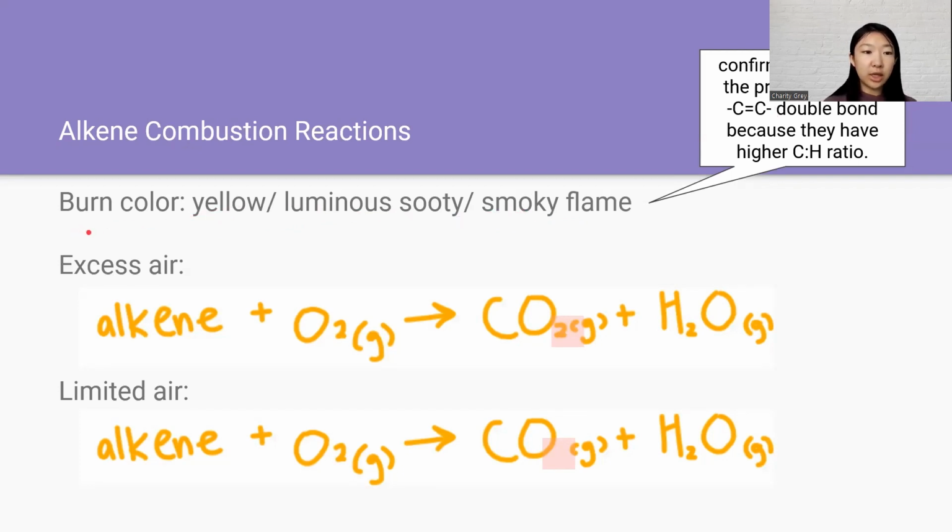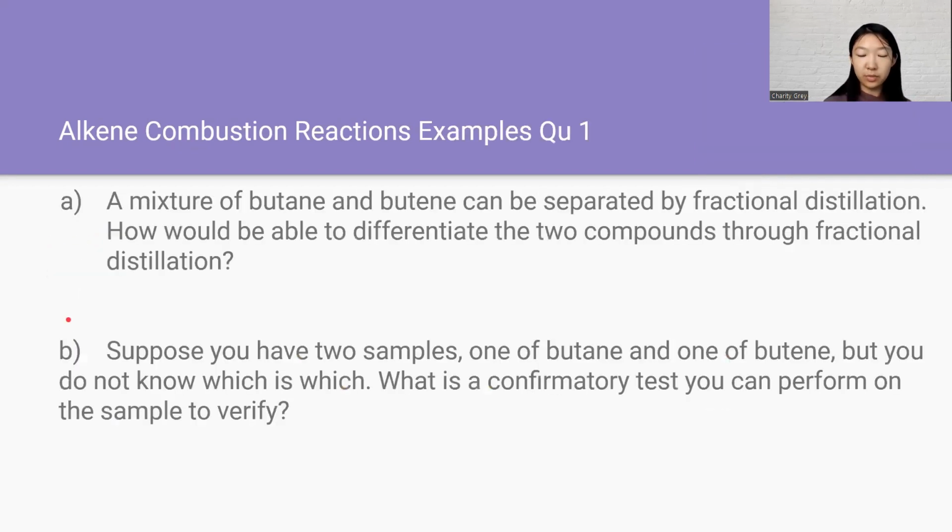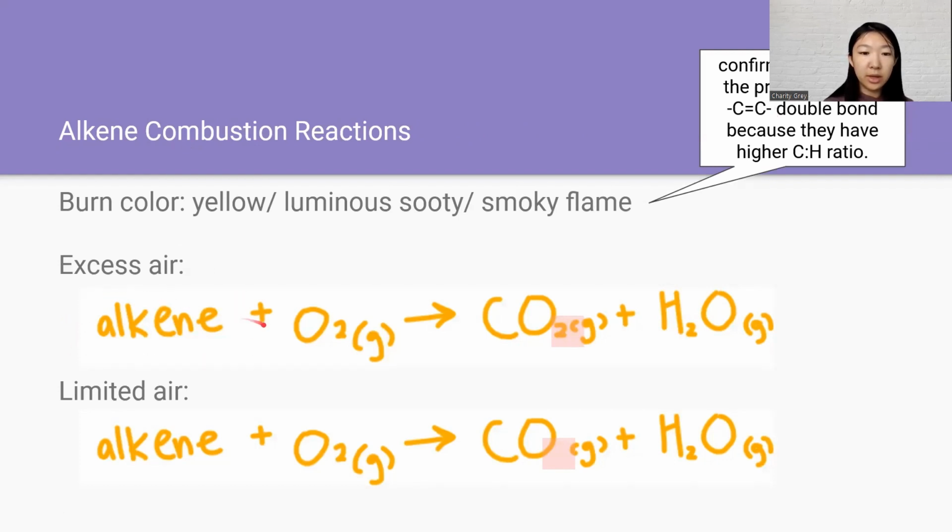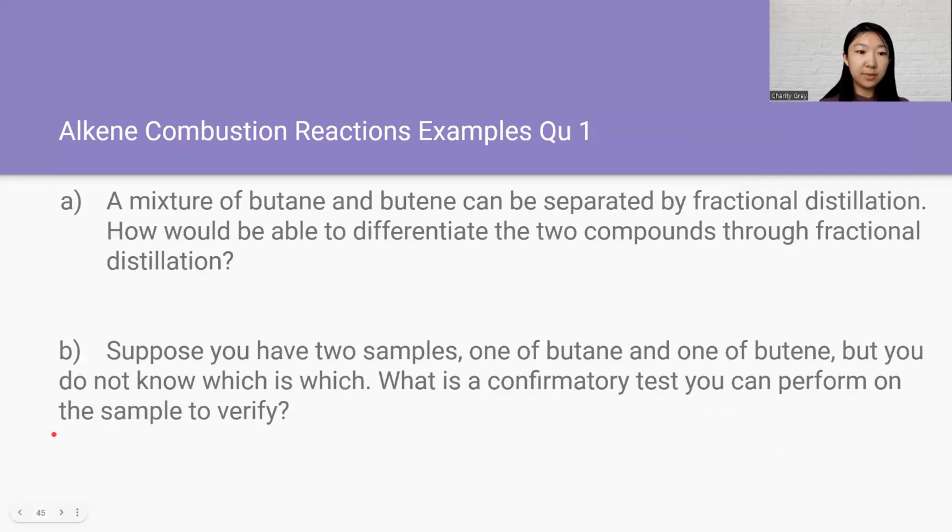So this is the alkene combustion reaction in excess air. In excess air, the alkene is added to oxygen in gas state, and then it produces carbon dioxide in gas state and water in gas state. However, if it's in an area of limited air, you notice that it doesn't produce carbon dioxide. It produces carbon monoxide, so it only has one O in the carbon output. Obviously these two reactions, the excess air reaction and the limited air reaction, are not balanced. So let's look at some examples to see how we can balance them.